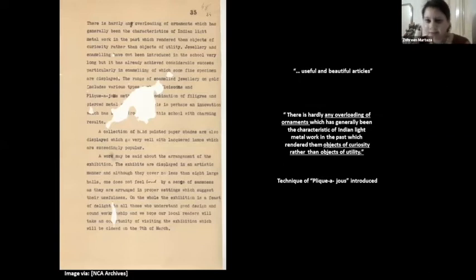And he says that there is hardly any overloading of ornaments, which has generally been the characteristic of Indian light metalwork in the past, which rendered them objects of curiosity rather than objects of utility. Now, this is really interesting because implicit in the writer's critique of Indian metalwork is again the reiteration of the assumption that ornament is a negative thing, which will condemn an object to the confines of not being aesthetically pleasing or not being useful. Or perhaps it will put it in the category of the strange, exotic other, since the word objects of curiosity is used.